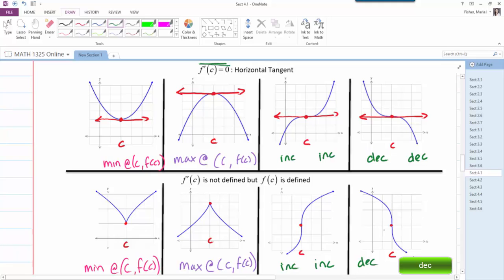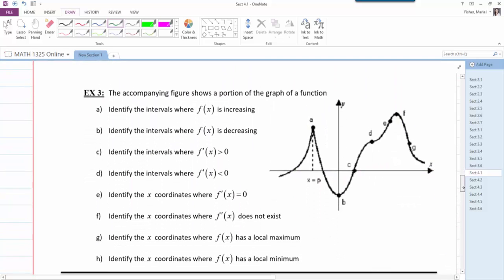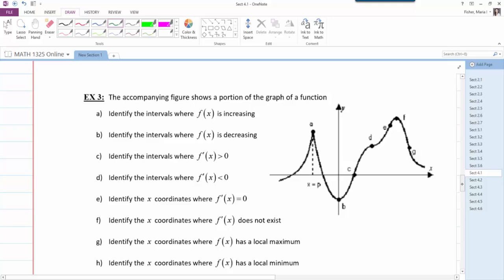And so this is just a picture representation as to why we try to figure out where the first derivative is undefined and why we try to figure out where the first derivative is equal to 0. Because if we are going to have a minimum or maximum value, it's going to be occurring at these places. Let's use all that information to answer everything for number 3.